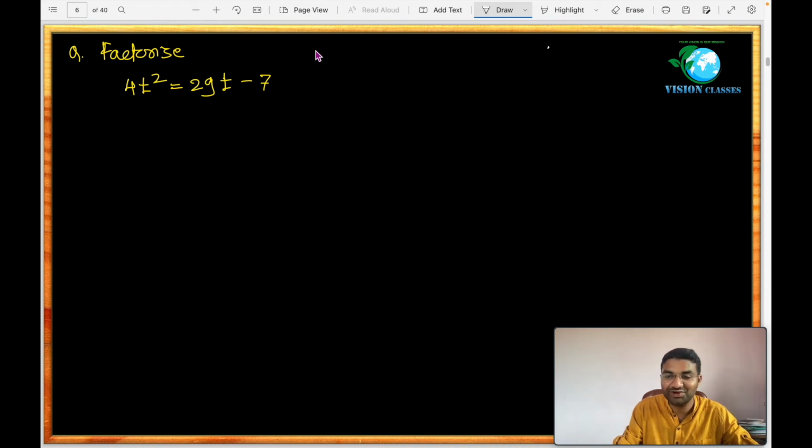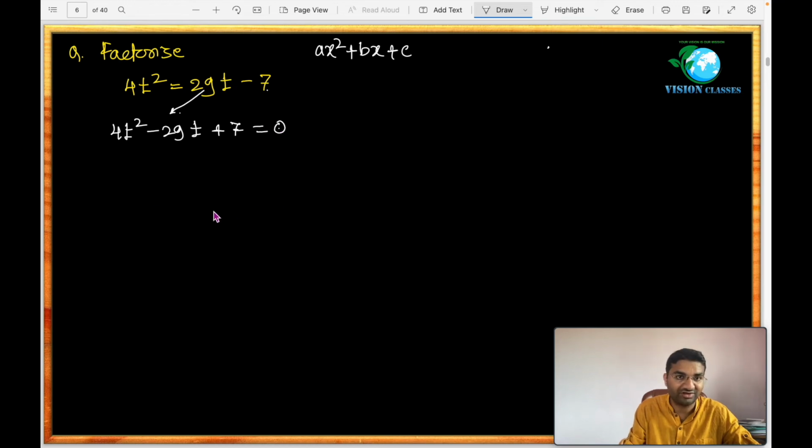What's the standard form of a quadratic equation? Again, it's ax² + bx + c. That's it, right? So 4t² − 29t. Okay, so I am transferring it to the left-hand side. Then this negative becomes positive 7, which is equal to 0. Then you can solve this one.